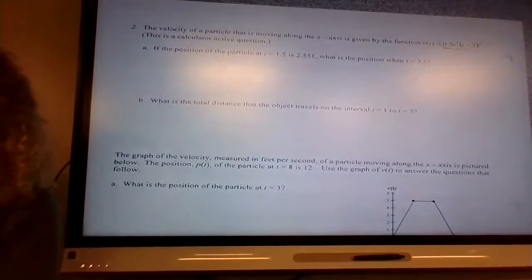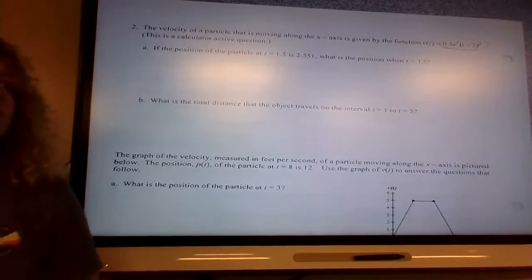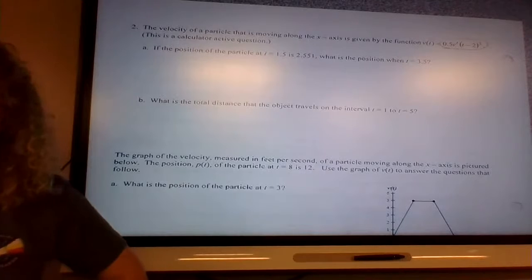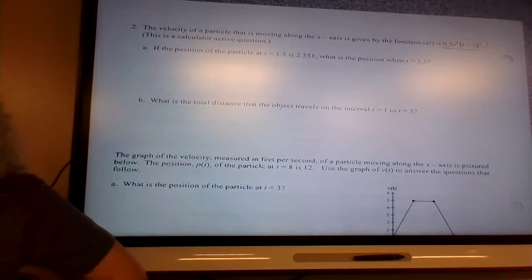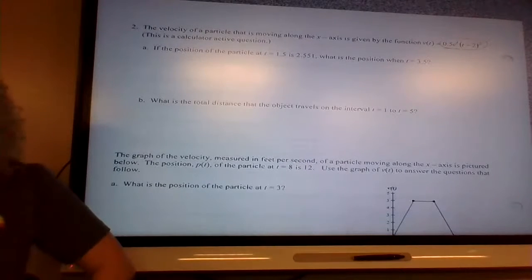All right, this is a calculator active question. Yes, it is. Generally, if there's an e involved, you're going to be able to use your calculator because you have to type e in. No one expects you to have that memorized and be able to take it to a power or anything like that.